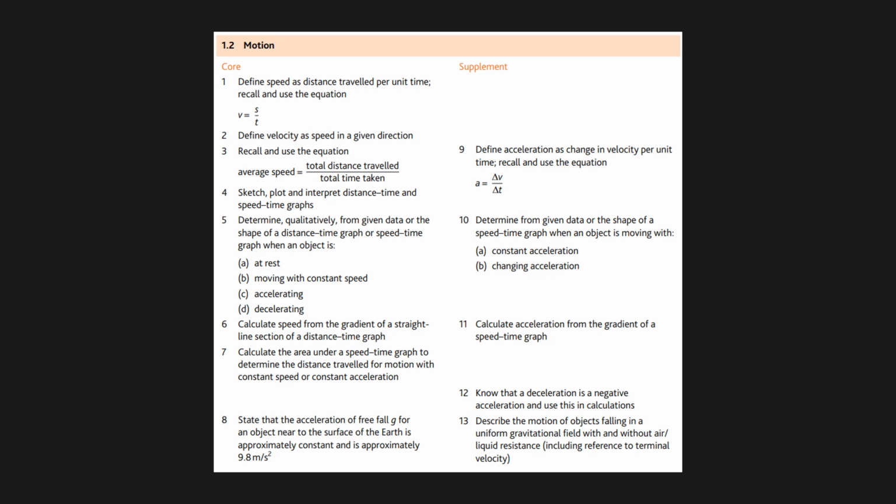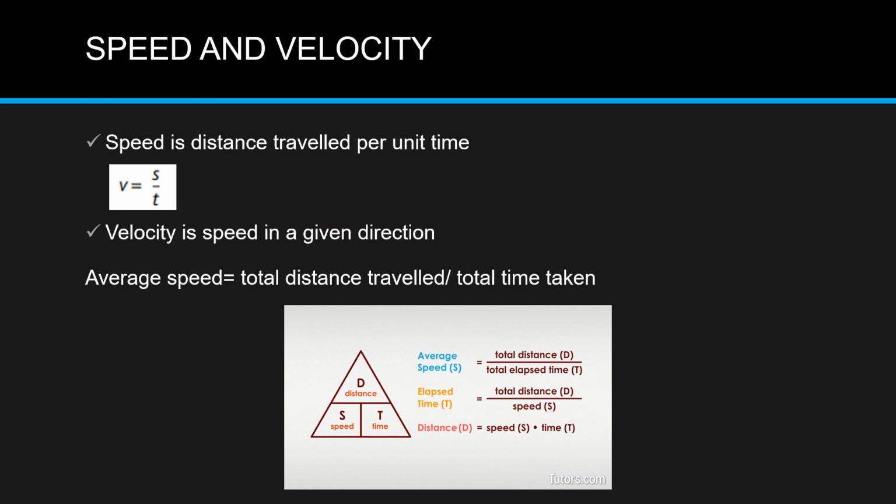acceleration. So let's start. Speed is distance traveled per unit time. The formula is v equals s over t, where v is the velocity, s is the displacement, and t is the time. And velocity is speed in a given direction. So this means speed is a scalar quantity because it only has magnitude, whereas velocity is a vector quantity because it has magnitude and direction.